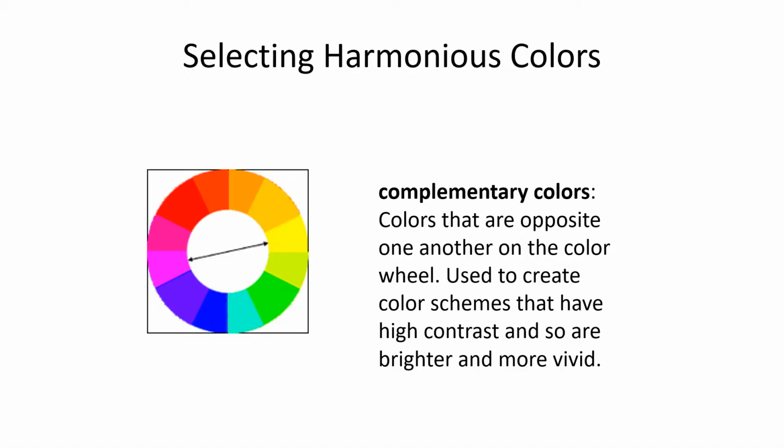A second way to view the colors that are located on the color wheel is to look across the wheel. Look at the colors that are opposite of each other. These are known as complementary colors. They're opposite one another, and they tend to make high contrast. So whether you're doing some graphic design, or if you're placing text over a background color, if you use complementary colors, you can create high contrast, and the colors are brighter and more vivid to the eye.